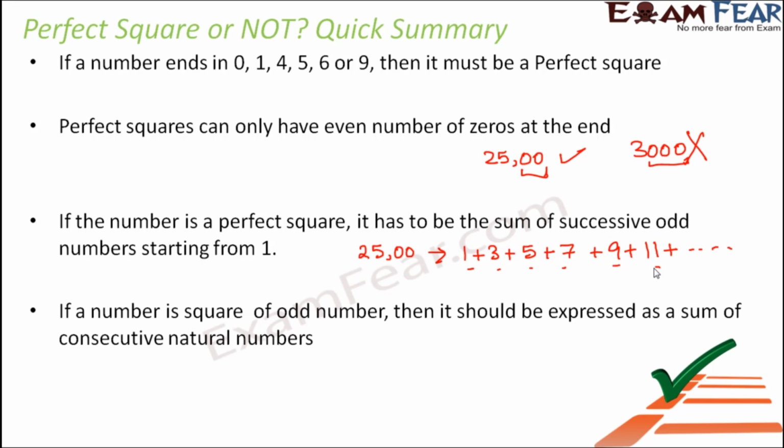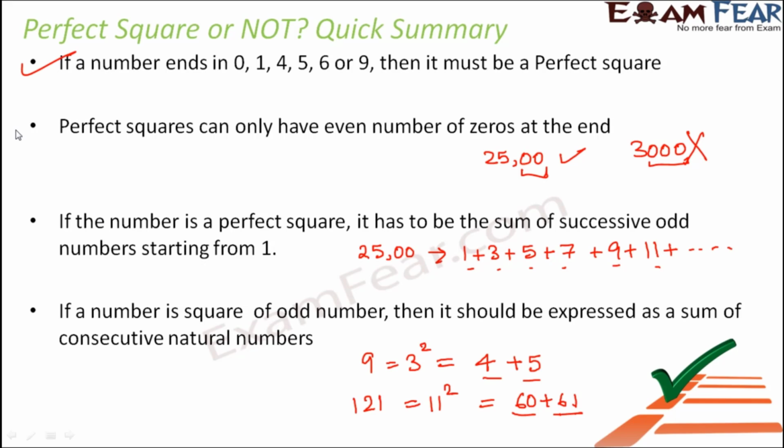If a number is a square of an odd number, then it should be expressed as a sum of consecutive natural numbers. Like, as I said, 9 is a square of an odd number because 9 is 3 square. So 9 should be written as the sum of two consecutive natural numbers, like the sum of 4 and 5. Similarly, let's say 121 is the square of the odd number 11. So this is written as 60 plus 61, which are again consecutive natural numbers.